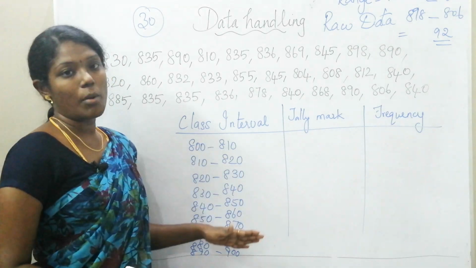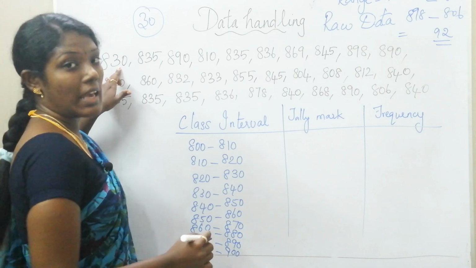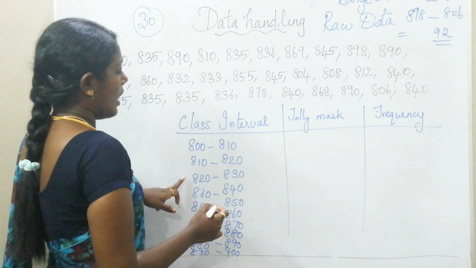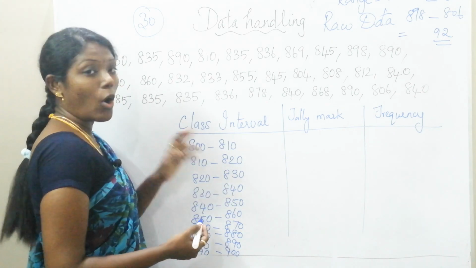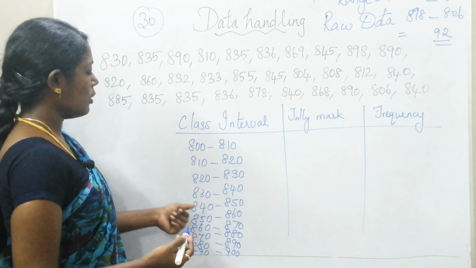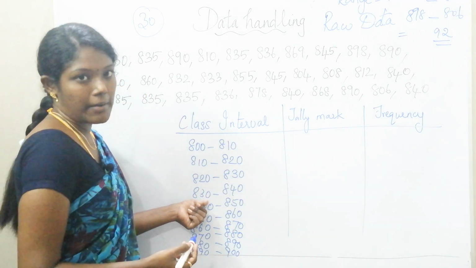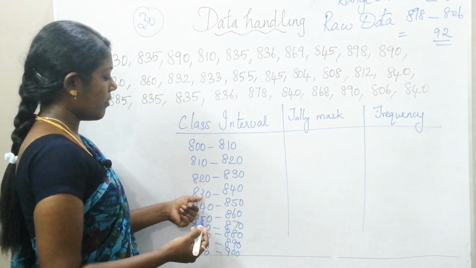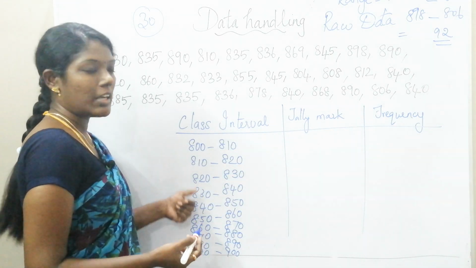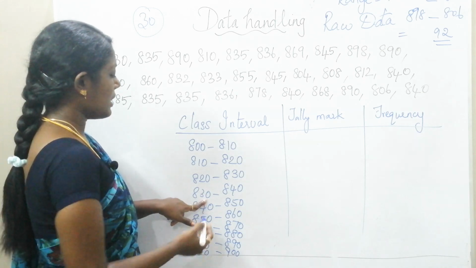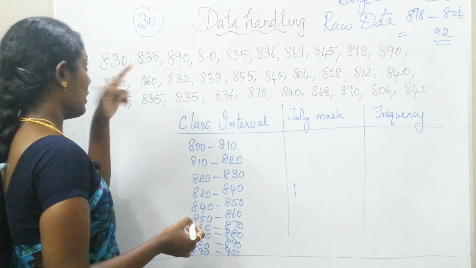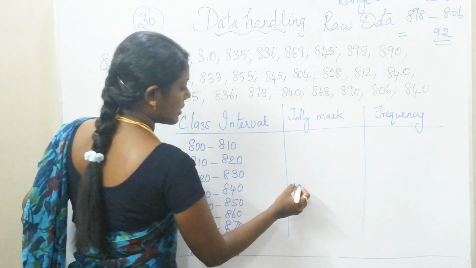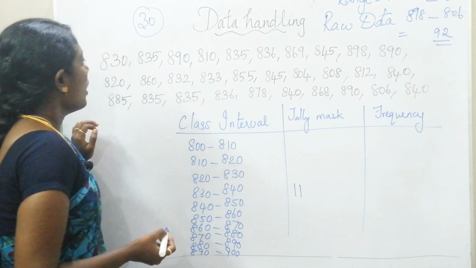Now I'm going to draw my tally mark. So first one is 830. 830 is either here or on my upper limit, but always I take my value where my lower limit is there. So I don't go for the upper limit. Wherever I have the lower limit given, there I'll write my number. So 830 to 840, I just give one tally mark. Next 835, again 830 to 840.